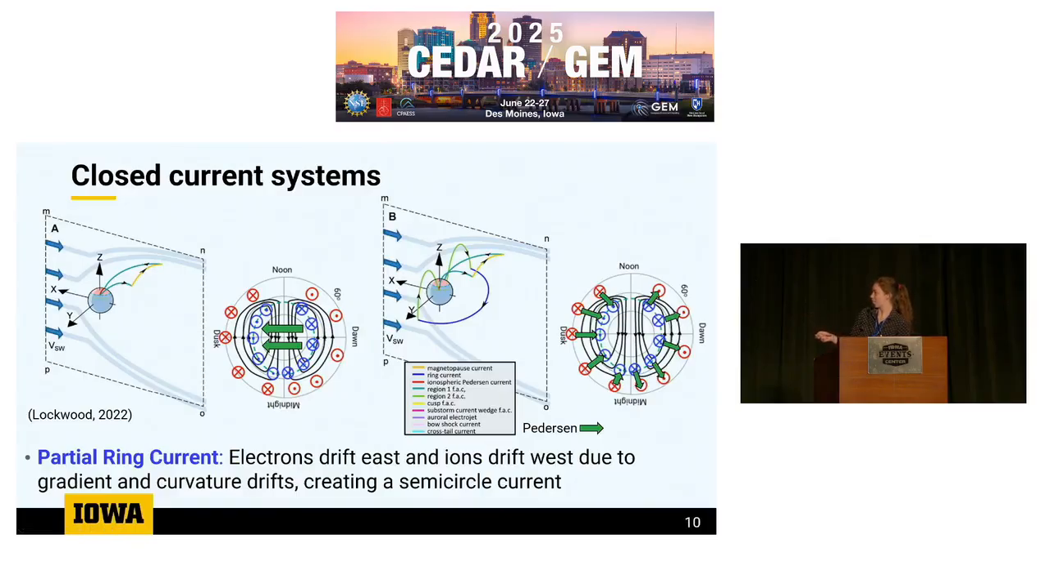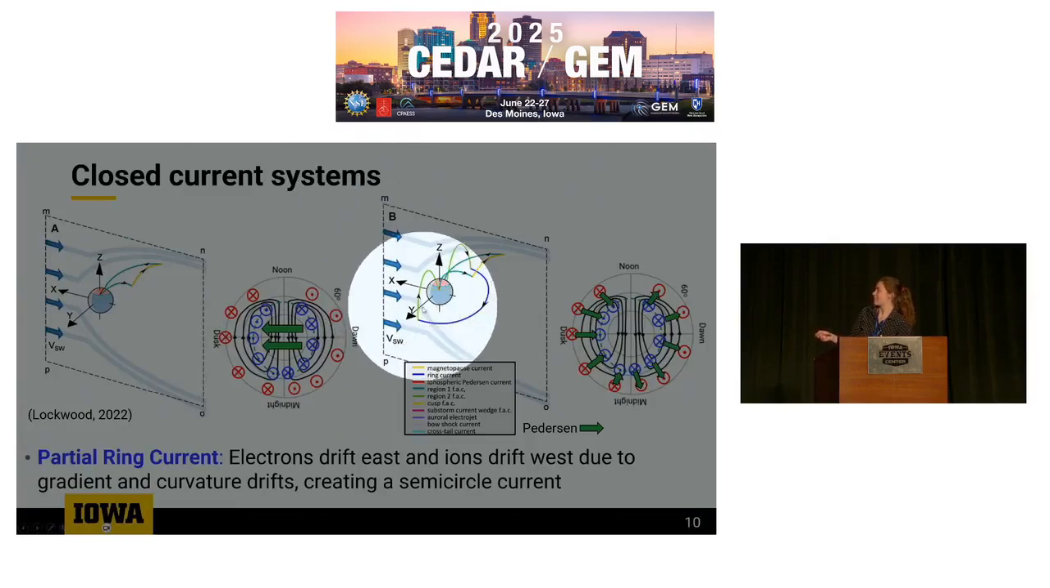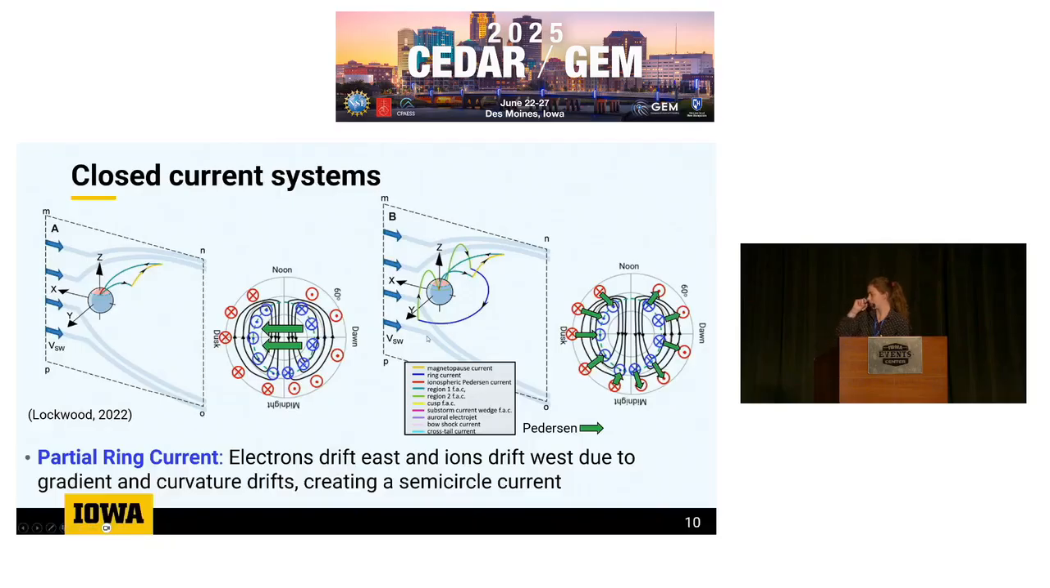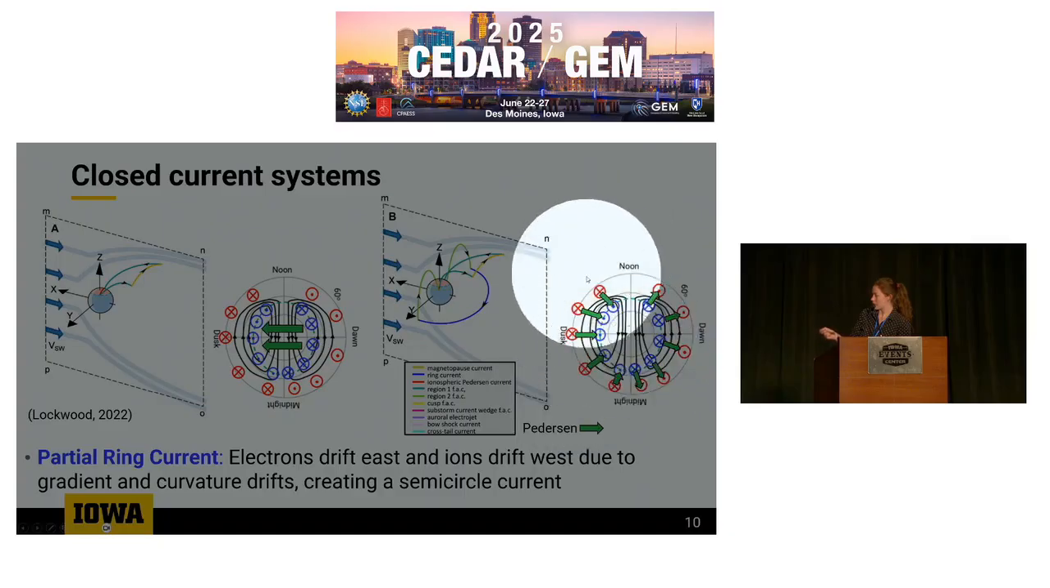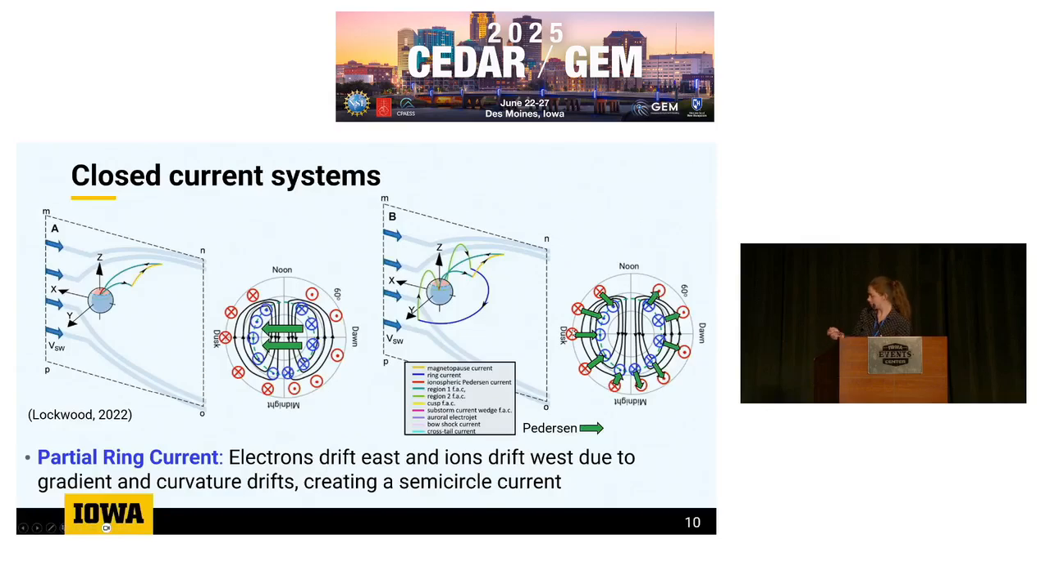The figure on the right shows a current system that connects the region 1 and the region 2 currents via the partial ring current. The partial ring current is formed by electrons drifting east and ions drifting west as a result of the gradient and curvature drifts around the Earth. And this will create a semicircle current, and where it closes in the ionosphere is those spaces around the aurora oval between the region 1 and the region 2 currents.